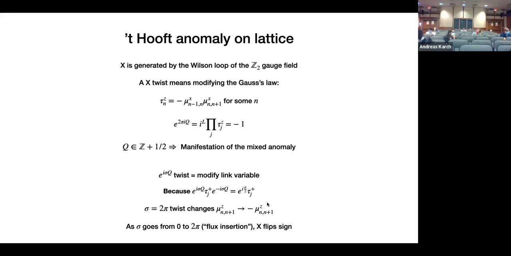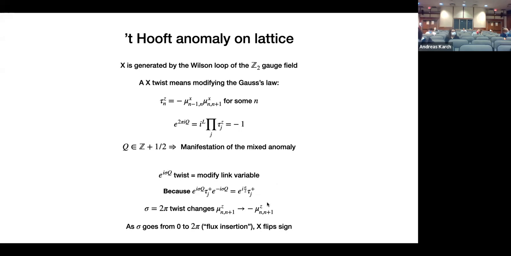Now, because of this 1/4 coefficient, we can roughly say that these tau spins now carry half charge under Q. So if we ramp up this sigma from 0 to 2 pi, inserting a 2 pi twist, that actually modifies the link variables mu of z at some point by a minus sign. So if we track how the system evolves as we increase sigma from 0 to 2 pi, the eigenvalue of the Wilson loop has to flip sign. This is commonly referred to as the flux insertion in much of the condensed matter literature. So as we insert 2 pi flux, we change the Z2 eigenvalue.